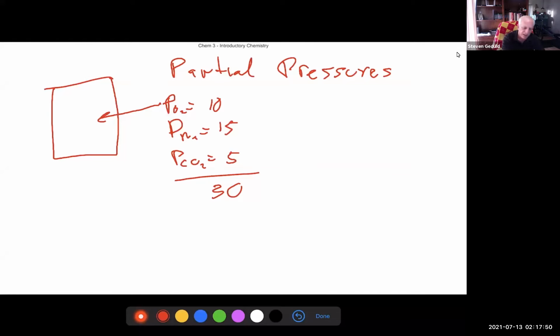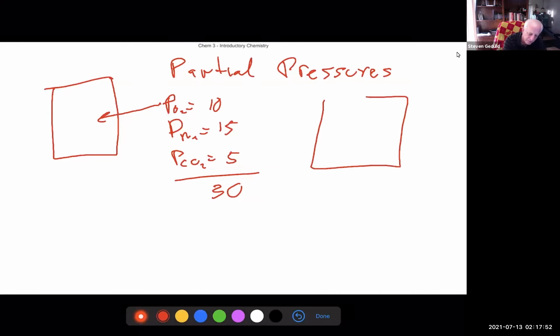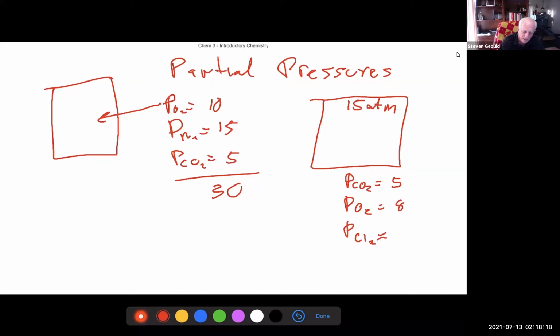Okay. So if we have a container with 15 atmospheres pressure, I have 3 gases in this container: carbon dioxide, oxygen, and chlorine gas. The partial pressure of carbon dioxide is 5. The partial pressure of oxygen is 8. What's the partial pressure of chlorine gas?